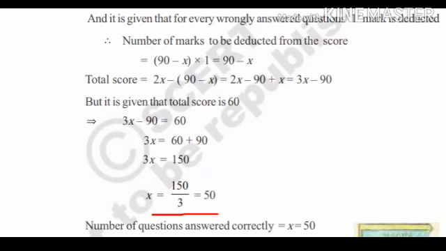Transposing 3 to the right side of the equation, that is equal to 150 by 3. Here 150 is divisible by 3, we can get 50. Therefore, the number of questions answered correctly is x is equal to 50.